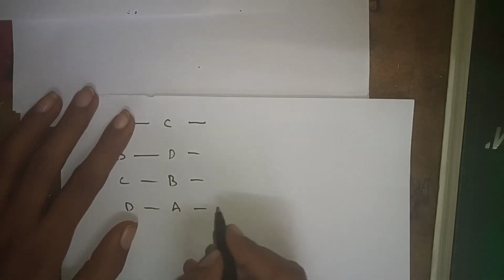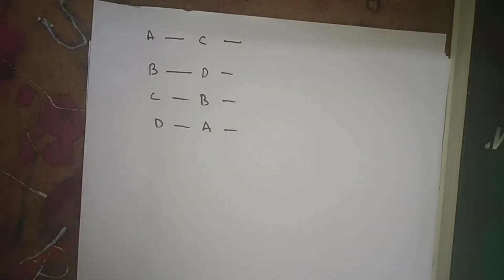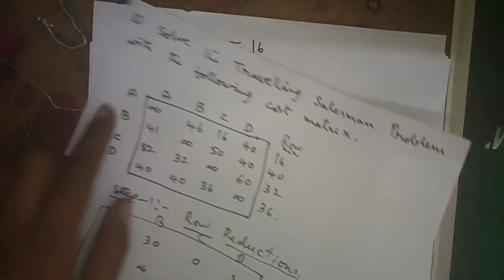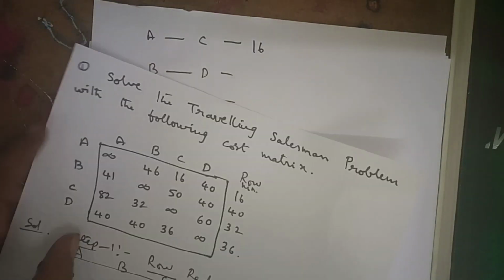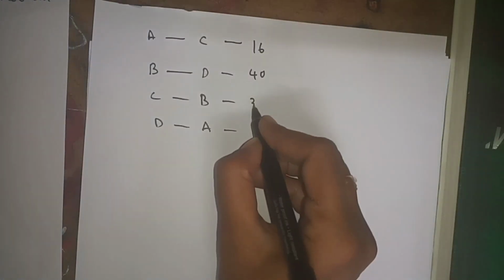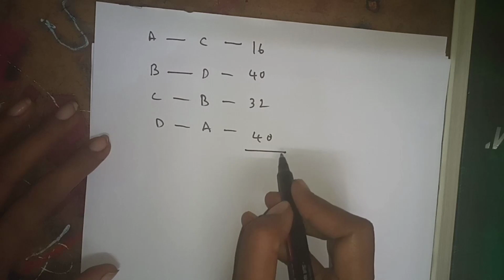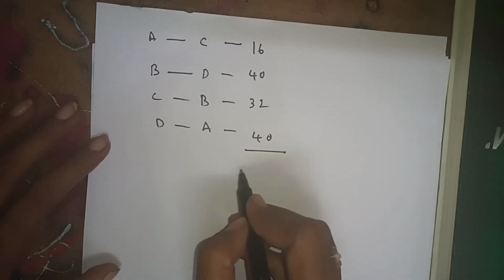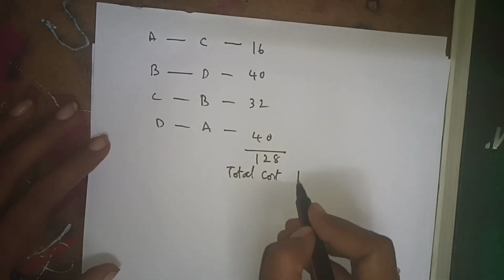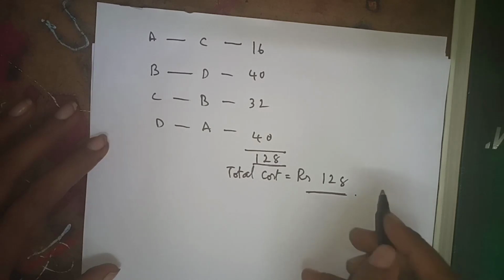Now, in the given problem, we will see. In the first row, third column is 16. First row, A to C, 16. B to D, 40. C to B, 32. D to A, 40. If you add all the values, how much will you get? 16 plus 40 plus 32 plus 40 is equal to 128. Total cost is rupees 128.